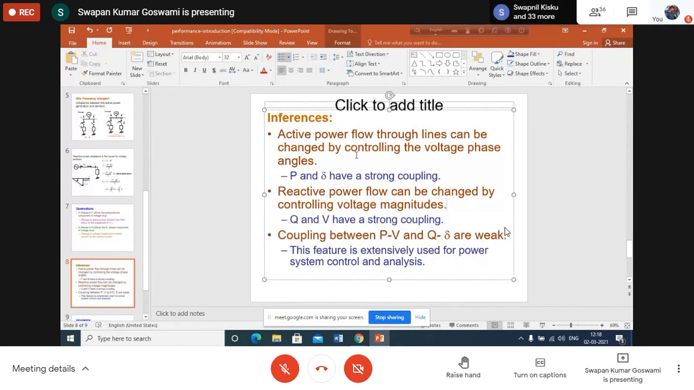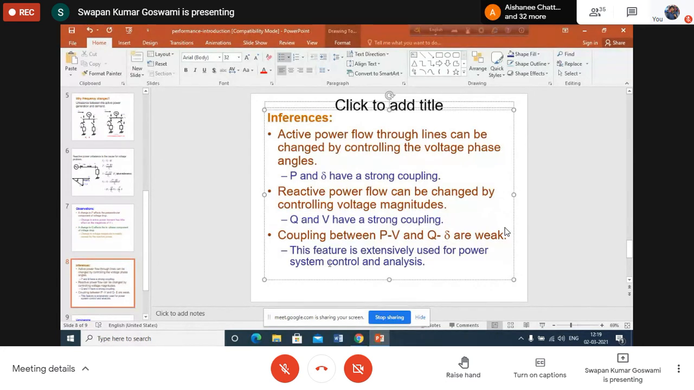So why are we discussing this thing? These things are very, very important when we actually talk about the analysis and control of power system. In any power system, later on you'll be seeing that many analytical tools in power system are utilizing these facts. Control of power system is based upon these facts. That means P and delta are strongly coupled, Q and V are strongly coupled. Coupling between P and V is weak. Coupling between Q and delta is also weak.